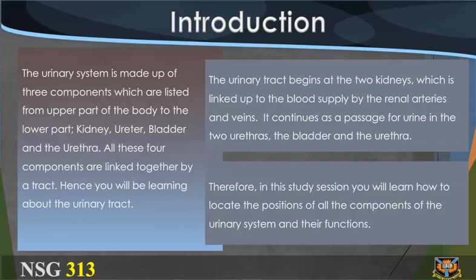The urinary tract begins at the two kidneys, which are linked up to the blood supplied by the renal arteries and veins. It continues as a passage for urine in the two ureters, the bladder and the urethra. Therefore, in this study section, you will learn how to locate the position of all the components of the urinary system and their functions.